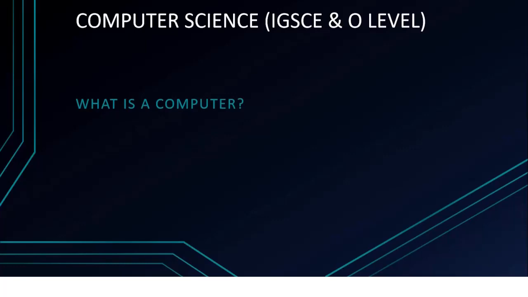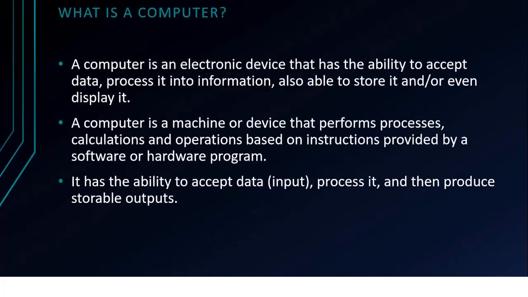The first question that we are going to be answering is, what is a computer? Well, there are a number of definitions that can be brought forward for this, but all of them tend to point to the fact that a computer is any electronic device with the ability to accept data, process it, store it, and also able to display it. Some definitions tend also to give emphasis on the device's ability to perform processes, calculations, and operations based on some instructions. If I am to summarize all the definitions, I would make a conclusion saying that computers are devices with the ability to accept input and manipulate it into storable and displayable output.